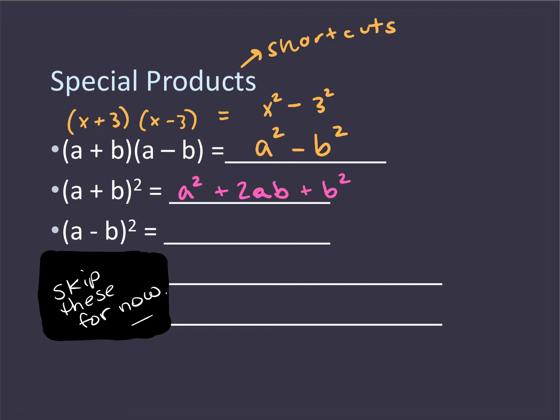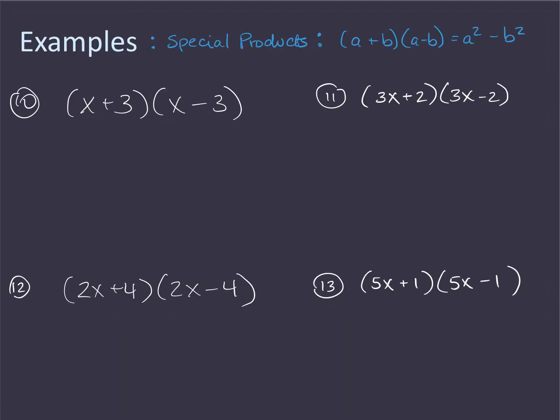And then if we have an a minus b squared, when we FOIL this out, it ends up being a squared minus 2ab plus b squared. So it's the same thing as the one above, but the only difference is the sign in the middle here. And it matches whatever sign is in the middle. All right, so in case you missed it on the last slide, the special products are written up here also. So this is when we have an a plus b times a minus b. So our shortcut is a squared minus b squared.